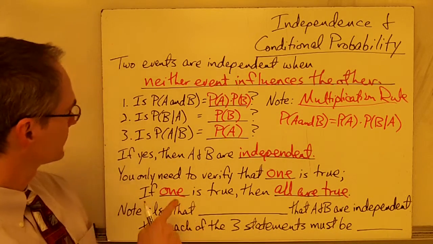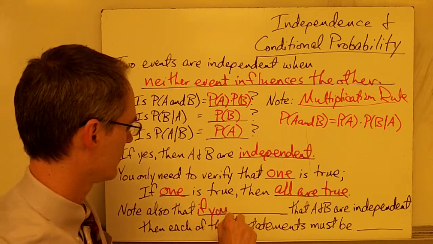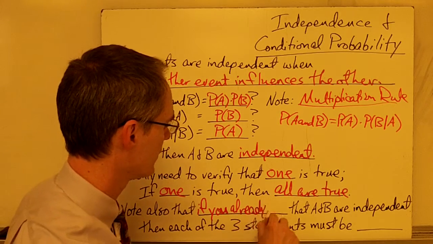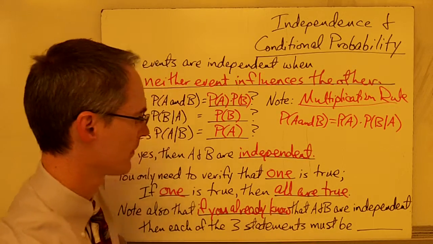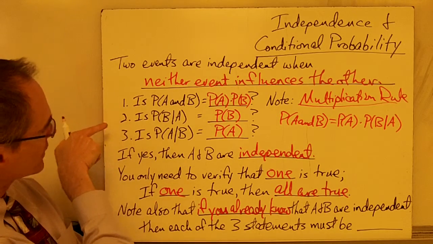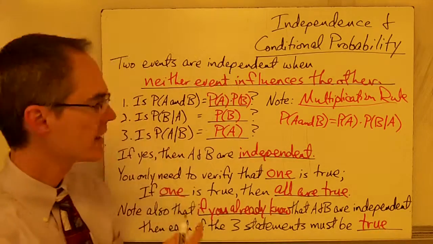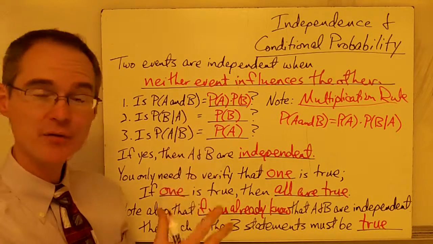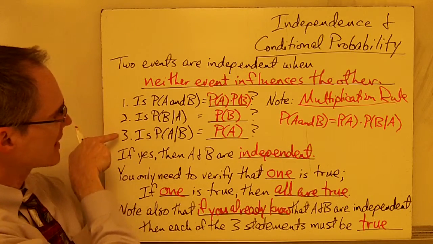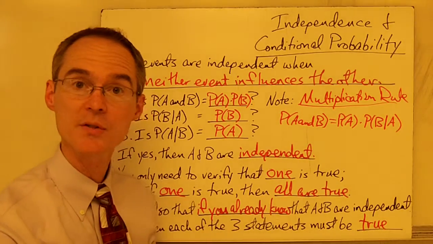One more thing to note, if you already know that events A and B are independent, then each of these three statements here must be true. In other words, I can use these three statements if I have two events and I'm trying to figure out if they're independent. I can use them as a test and see if any of them are true. And if any are true, then I know my events must be independent.